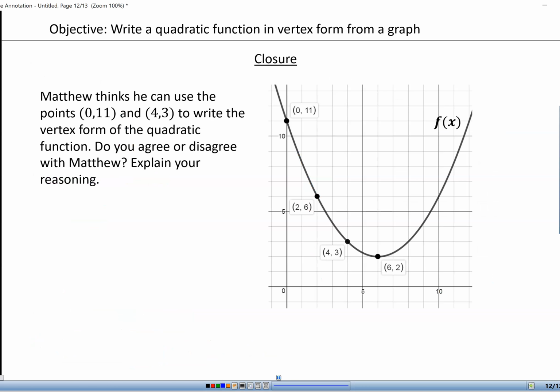All right, closure. So here, Matthew thinks he can use the points 0, 11, and 4, 3 to write the vertex form of the quadratic function that's shown in the graph. You are to respond, do you agree or disagree with Matthew, and explain your reasoning. So explain why you agree if you agree. So you would say, I agree with Matthew because, or you would say, I disagree with Matthew because, and then give your reasoning.